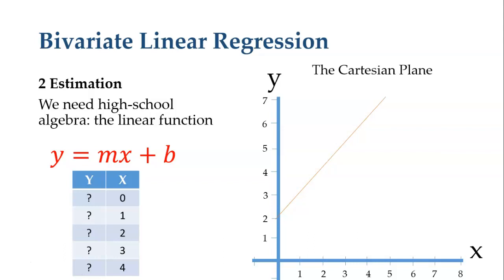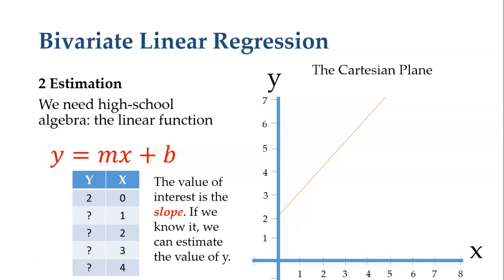So if we want to know the value of y, we can use the information that we have available in this Cartesian plane. So we know that the y-intercept is 2 in this case. So when x has the value of 0, b is going to be 2, and y is going to be 2, right? In this scenario. So in order to know the value of y, we need to know the slope. For that reason, the slope is the value of interest.